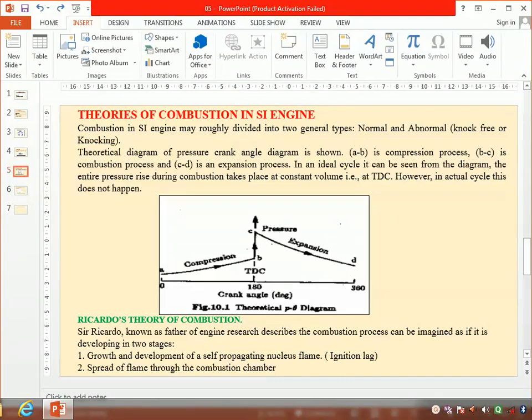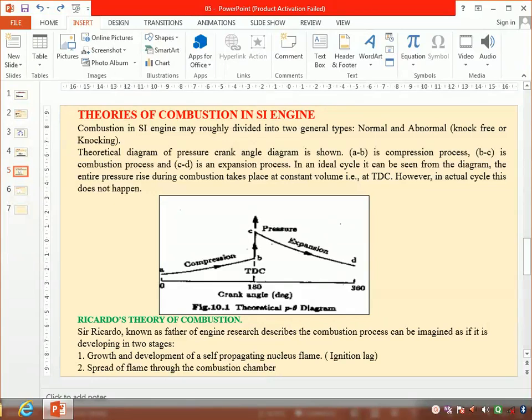This combustion is instantaneous, that we are considering that the combustion is instantaneous and the whole pressure rise is at TDC, but in actual it is not possible, it does not happen. So according to Ricardo's theory of combustion, Sir Ricardo, known as the father of engine research, he imagined the development of flame in two stages inside the combustion chamber. First, the growth and development of the flame propagation, and second, the spread of this flame throughout the combustion chamber.